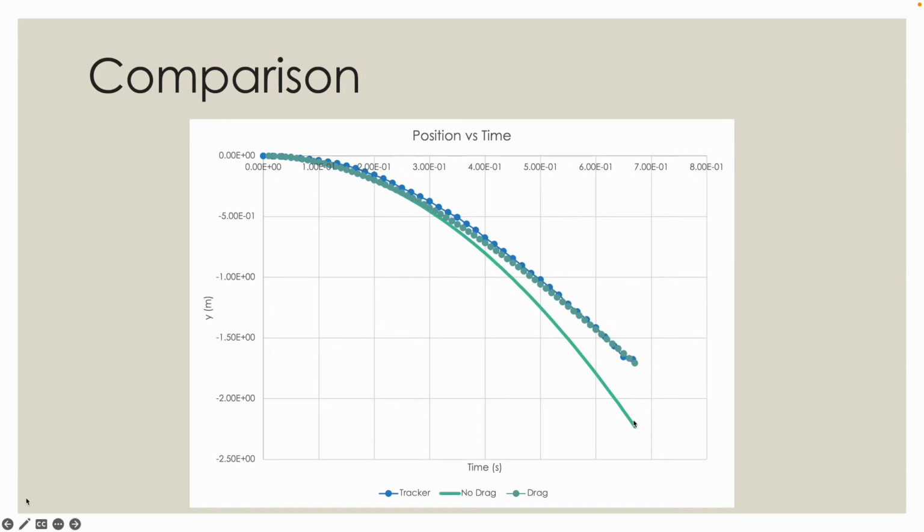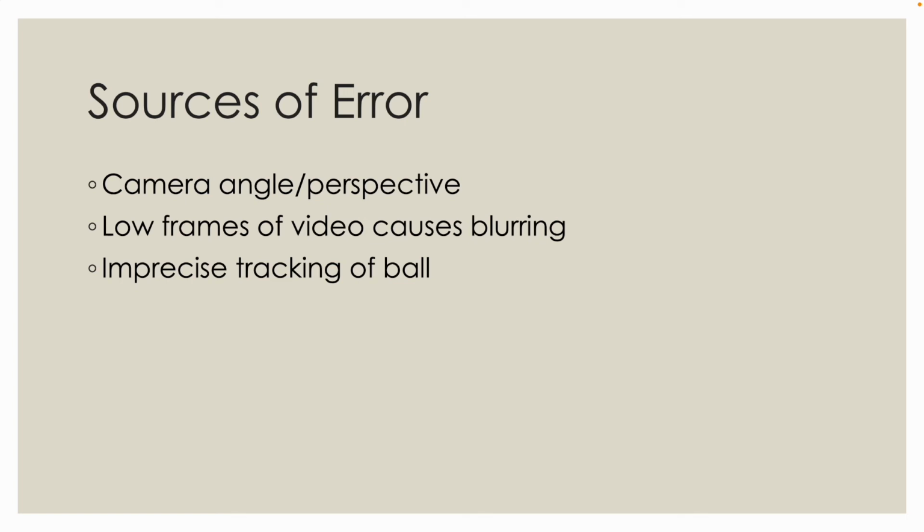And that makes sense because in this lab, drag was modeled to be proportional to the square of the speed. So as the speed increases over time, the drag force is going to have a bigger and bigger impact on the net force. So for sources of error, the camera angle/perspective and the low frame rate of the video, which causes blurring, could all cause imprecise tracking of the ball.